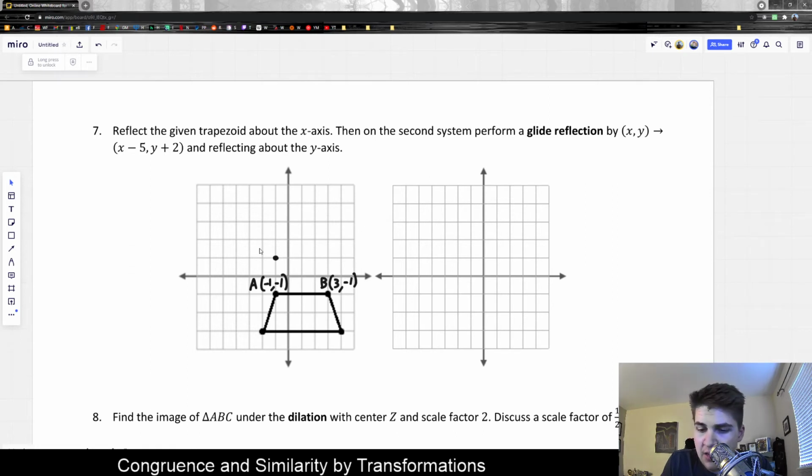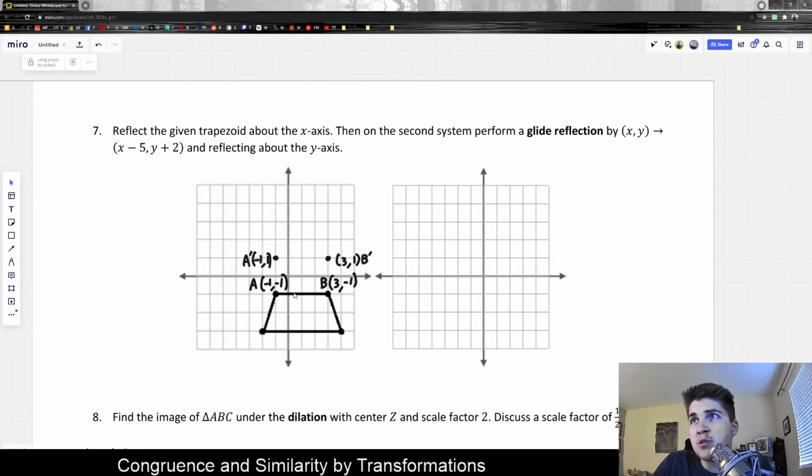The only thing that would change would be the y component. So A prime would have the coordinates -1, +1 instead. And the same for the other point. Well, B would reflect across the x-axis and just end up right here, and it would change to a positive value in the y value. So this would be 3, 1 for B prime.